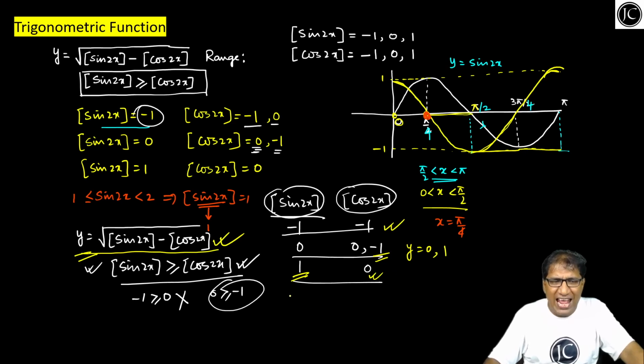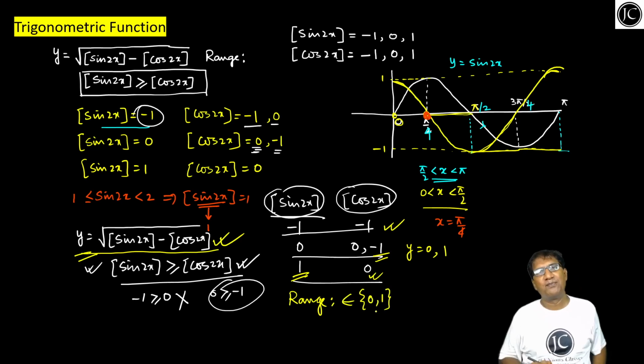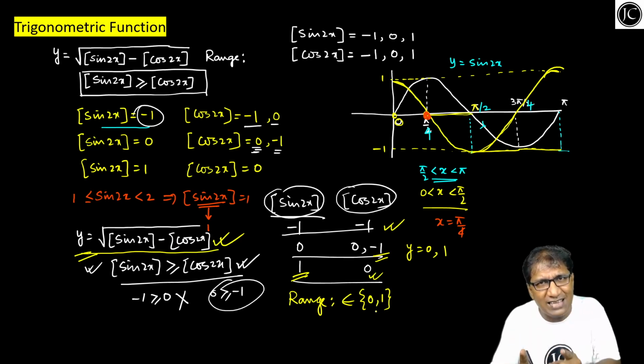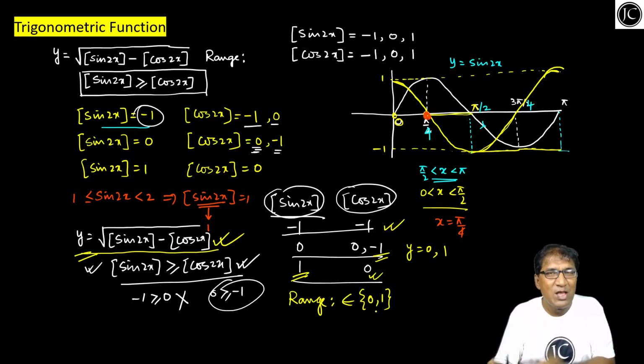Therefore, the range, it can be clearly seen that your range is nothing but the values 0 and 1. That is, your y will assign the values either 0 or 1. Is it clear? So that is the range for this function, under root [cos 2x] minus [sin 2x] minus [cos 2x]. Is it clear to all of you? Absolutely wonderful sum, right? Let us move for the next problem.